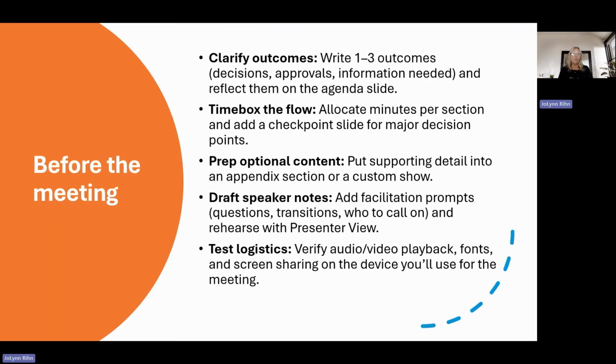Okay. So when it comes to before the meeting, preparation is where effective meetings are really won or lost. Start by clarifying one or two concrete outcomes: decisions, approvals, or the information that is needed, and reflect those on the agenda slide. Time box each section so discussions stay focused and predictable. We want to prep the optional content in an appendix or a custom show so it's available if you need it, but it's not going to be a distraction if you don't need it.